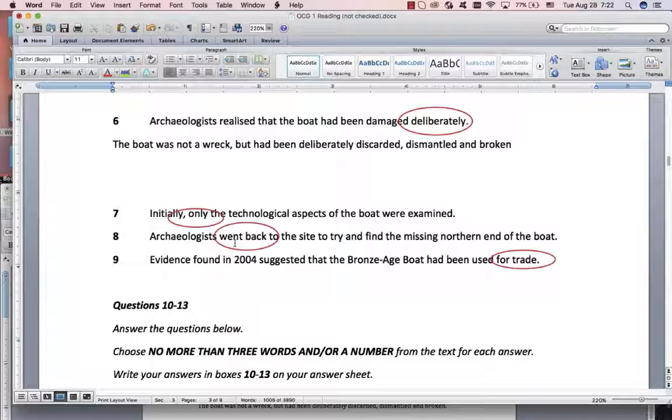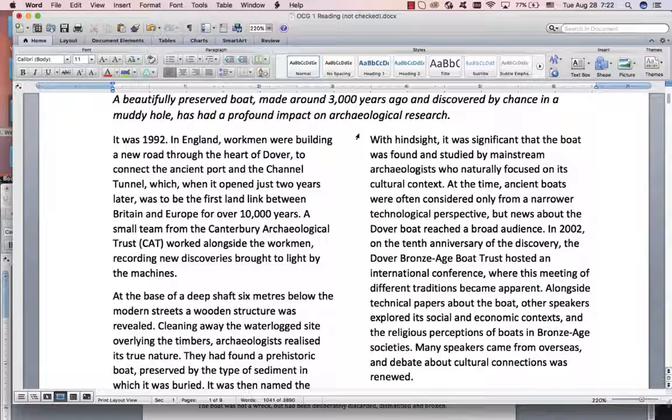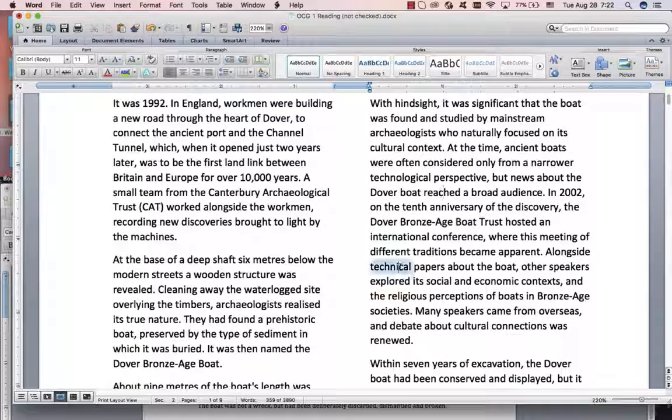Right, let's look at this next one. Was it only the technological aspects, or were there other aspects which were also examined? Now this one came from this paragraph over here. It was more difficult. Students can get very confused with the only, with the initially and with the at the time and the in 2002, but you actually didn't need to. Here's technical, and that's all you needed to know.